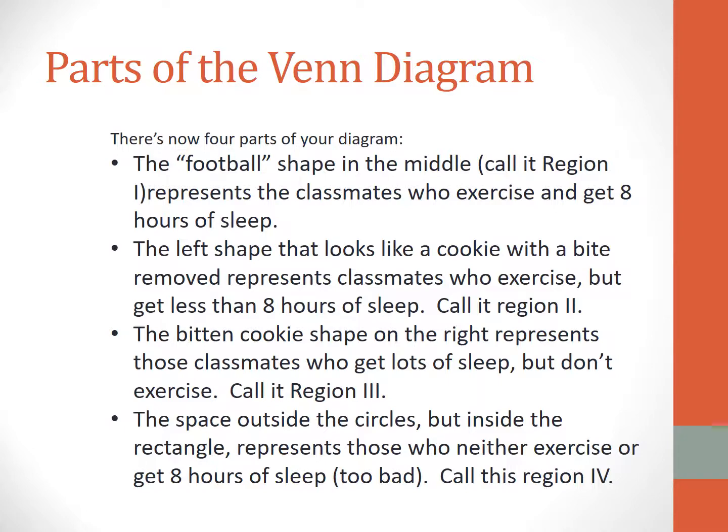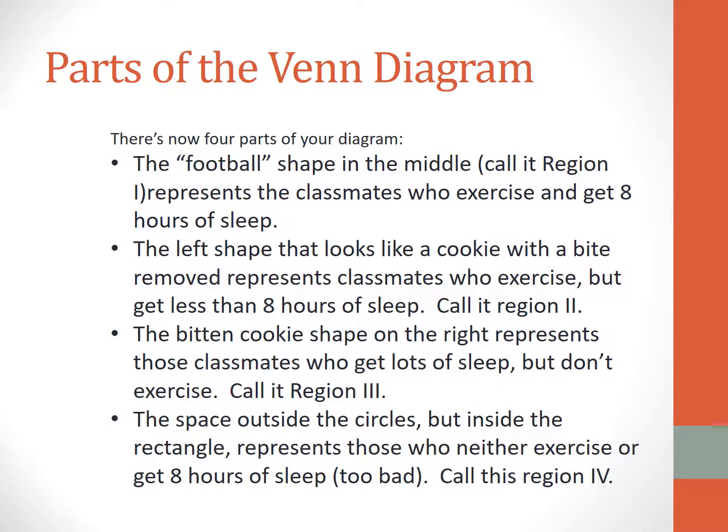So you now should have 4 pieces in this Venn diagram. There's the intersection, that's the footballish shape in the middle, and that would represent the people in the class who both exercise and get 8 hours of sleep. The shape on the left that looks like a cookie with a bite removed represents the classmates who exercise but get less than 8 hours of sleep.